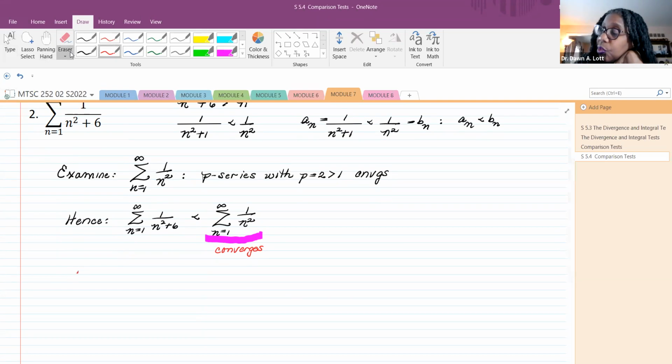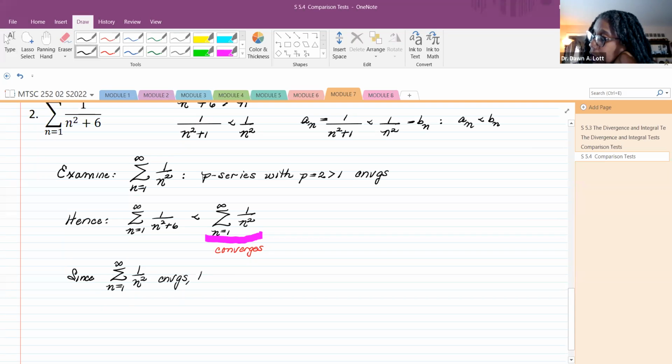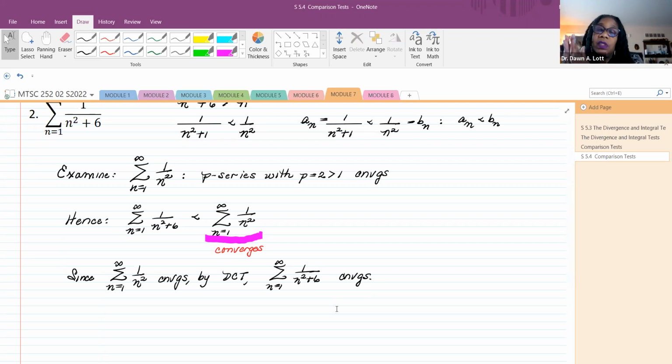So since the summation n equals 1 to infinity of 1 over n squared converges, by the direct comparison test, the summation n equals 1 to infinity of 1 over n squared plus 6 also converges. Okay, so in one of them, I made it bigger than something that diverged, and then I made it smaller than something that converged. Okay, so let's look at this series.